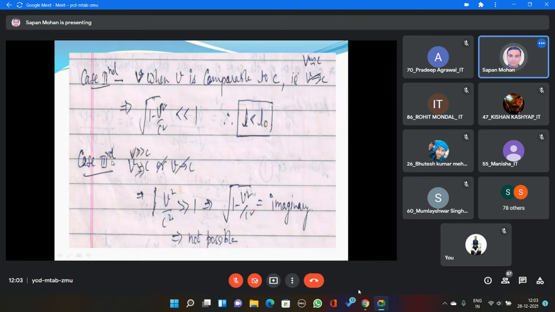In case third, when V is much greater than C, then V square by C square is much greater than 1. This is imaginary, not possible. ठीक है ना? All these three cases we have already explained. So we will write up to here, then we can say that this derivation is complete.